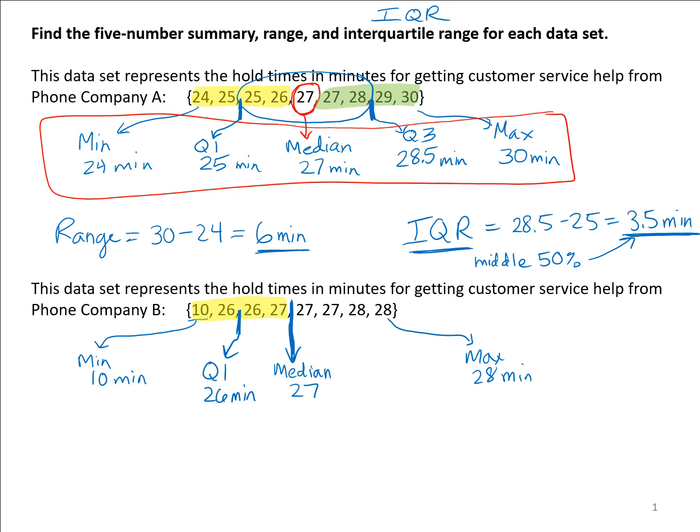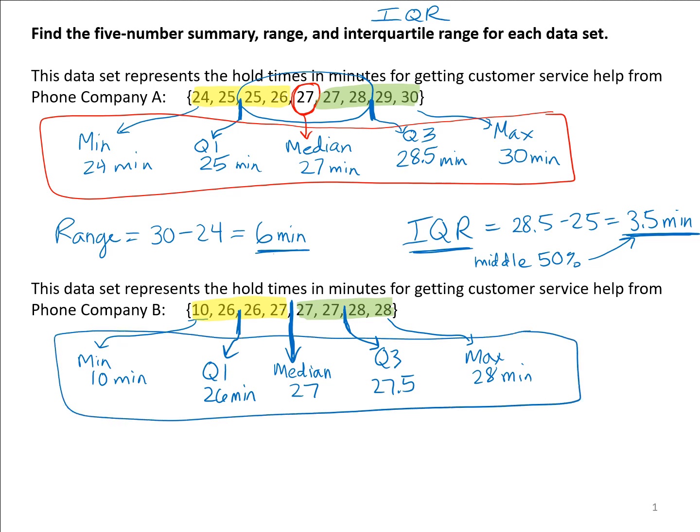We do the same halving with the upper half of the data. We have 4 values in the upper half of the data, 27, 27, 28, 28. So Q3 would be halfway between 27 and 28, so that would be 27.5. Okay. So there's our 5-number summary. Even though I found them out of order, if you write them down, you would always write them minimum, Q1, median, Q3, and the maximum.